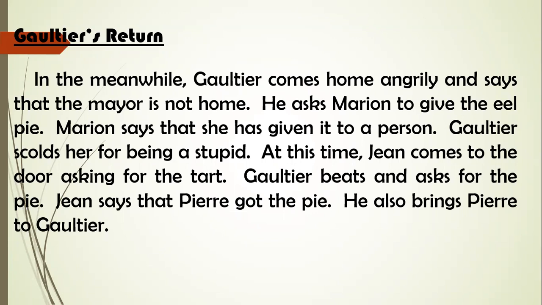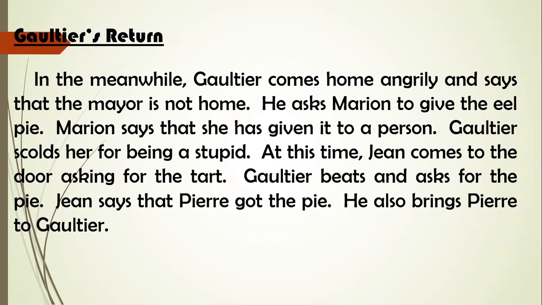Now at this time, their conversation was going on. They were very angry. Jean comes to the door asking for the tart. They thought again they would get a chance, but now Marion acts as if she has gone inside to take the tart, and she informs Gaultier. Gaultier comes angrily outside and he beats him and asks for the pie. He says, "What have you done with my pie? Just give it to me. What have you done?" So Jean says that Perry got the pie. I did not take that.